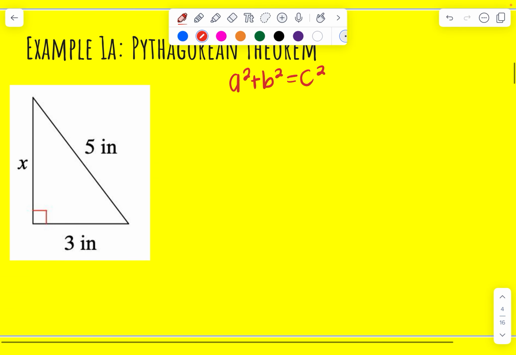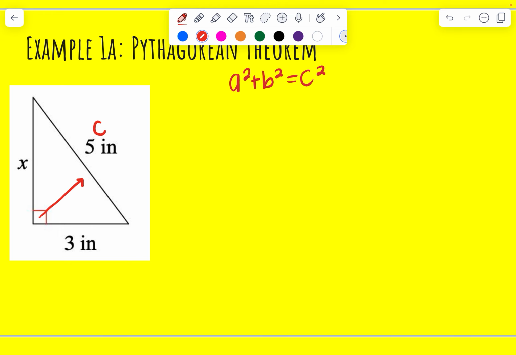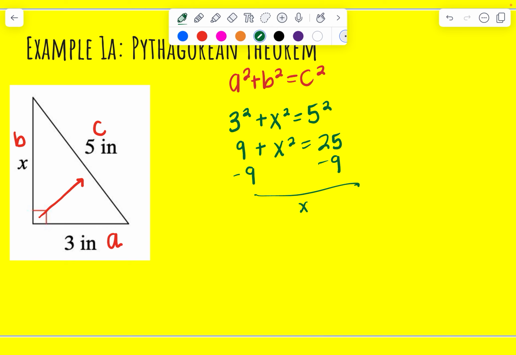So if we look here, I'm going to always label my hypotenuse first. I usually label the shorter leg A and the longer leg B, but it doesn't matter. Plugging that into my formula, A is 3, so 3 squared plus x squared equals 5 squared. Simplifying here, 9 plus x squared is 25. Take 9 from both sides. x squared is 16. And then remember to undo a square. We square root both sides, and we get x is 4.